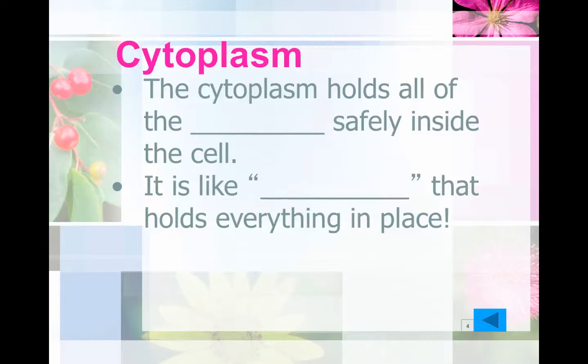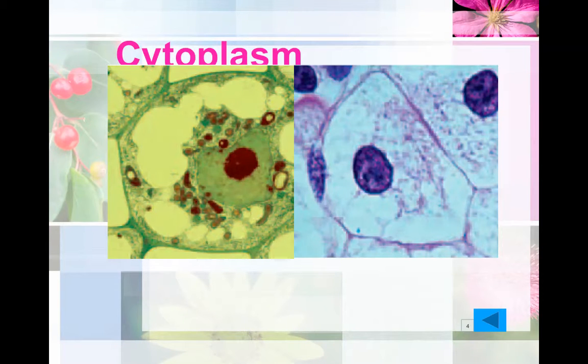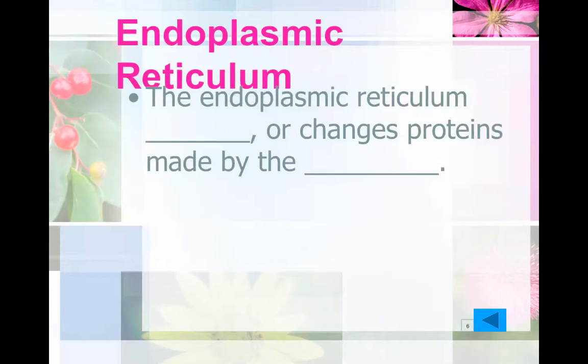Next, we're going to talk about the cytoplasm. It holds all of the organelles safely inside the cell. It is like the jello that holds everything in place. Let's take a look at the picture. Here we go. That's the same picture of the animal and the plant cell, but just looking at a different organelle. That's the cytoplasm.